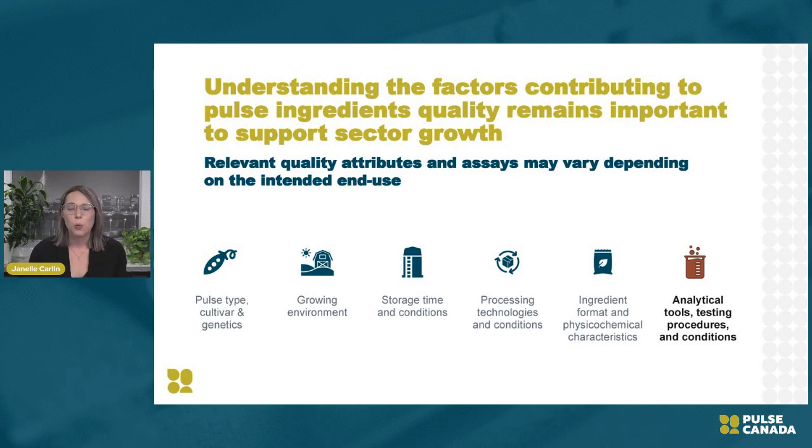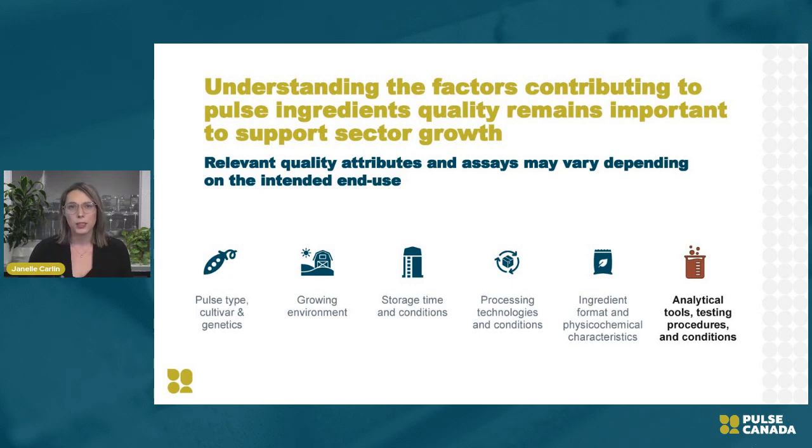So in trying to pinpoint which ingredient and which supplier might be best suited for a particular application, it's becoming more important for our sector to understand the factors that are contributing to variability in quality. This slide highlights a number of attributes that might affect the quality characteristics of either the whole seed or the ingredients. We see differences across pulse type, cultivar and genetics, the growing environment the crop was produced in, storage post-harvest, as well as storage of the ingredient itself, the processing technology used to produce that ingredient, the conditions that are applied, and the intrinsic characteristics of that ingredient.